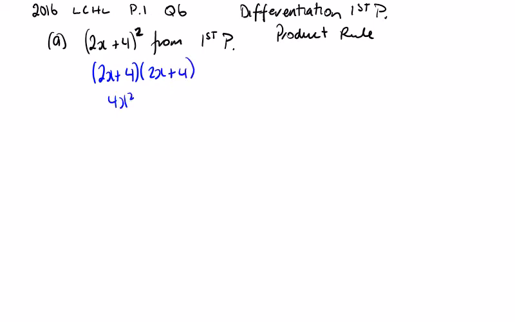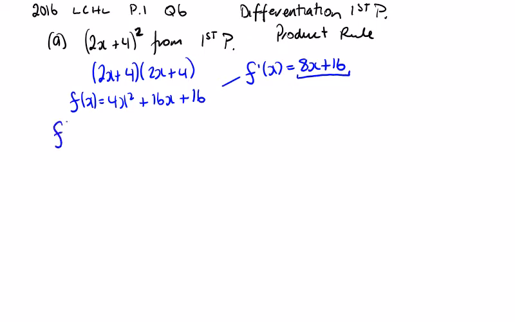4x squared plus 8x twice plus 16. And if we write the answer, what is f prime x? We let this be f of x. F prime x is equal to 8x plus 16. Just helps us identify the answer, where it's coming from midway through the question.